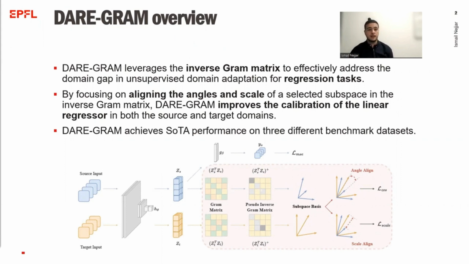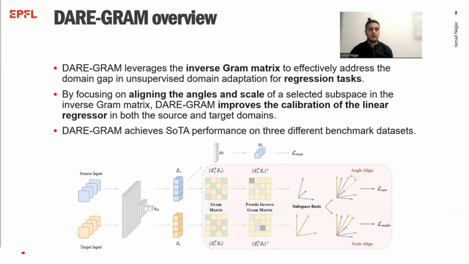Instead of directly aligning the features, we leverage the well-known closed-form solution for linear least squares problems and focus on aligning the subspace spanned by the columns of the pseudo-inverse gram matrix, which corresponds to the angle alignment, as well as the truncated eigenvalues of the gram matrix, which correspond to the scale alignment. By doing so, Diagon aims to improve the calibration of the regressor. Our experimental results demonstrate that Diagon achieves state-of-the-art performance on 3 benchmark datasets for regression tasks.